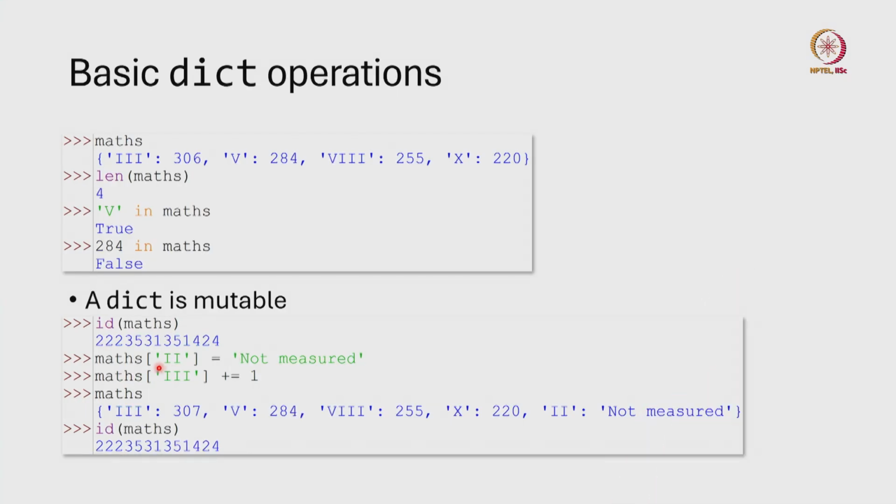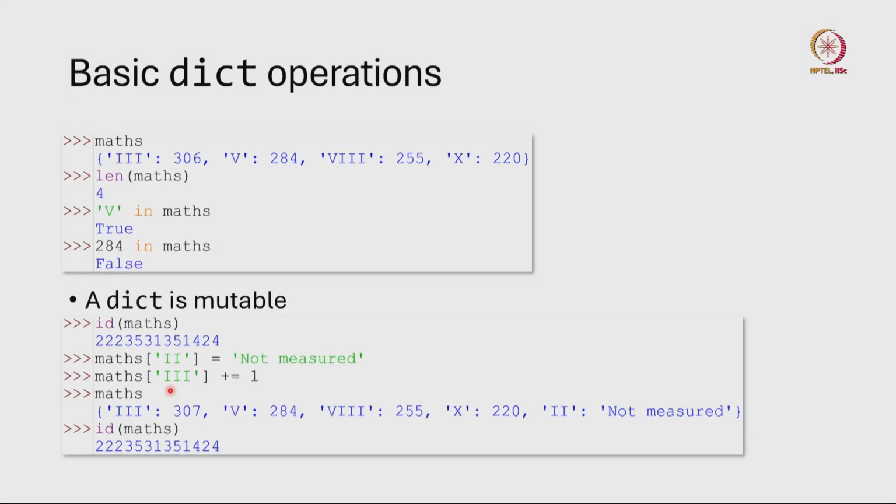So let us say I first add a new key. I say maths 2, Roman numeral 2, is not measured. So I'm saying add a new key value pair. For the key 2, I want the value to be not measured. Notice that just like with a list, the items in a dictionary could be heterogeneous. So far, all the items in the list have a string key and an int value. But here I'm putting the string 2 as the key and the string not measured as the value.